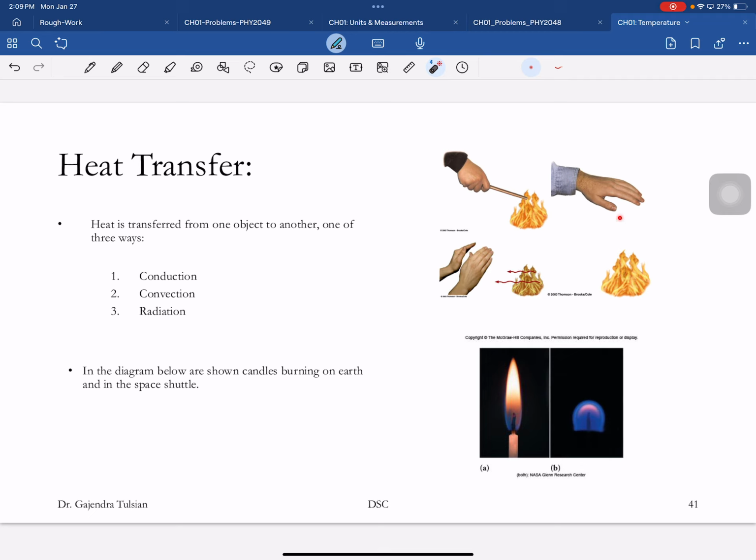How is that heat being transferred? Convection. Yeah, but what is happening physically? So this flame is warming the air up. No, it's not like a domino chain reaction of heat. So this air gets warm.